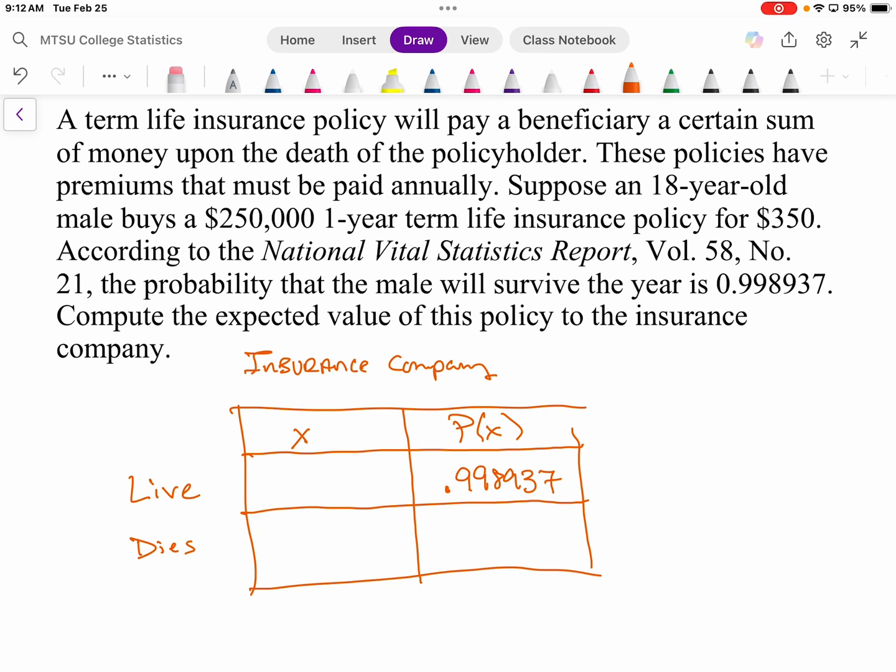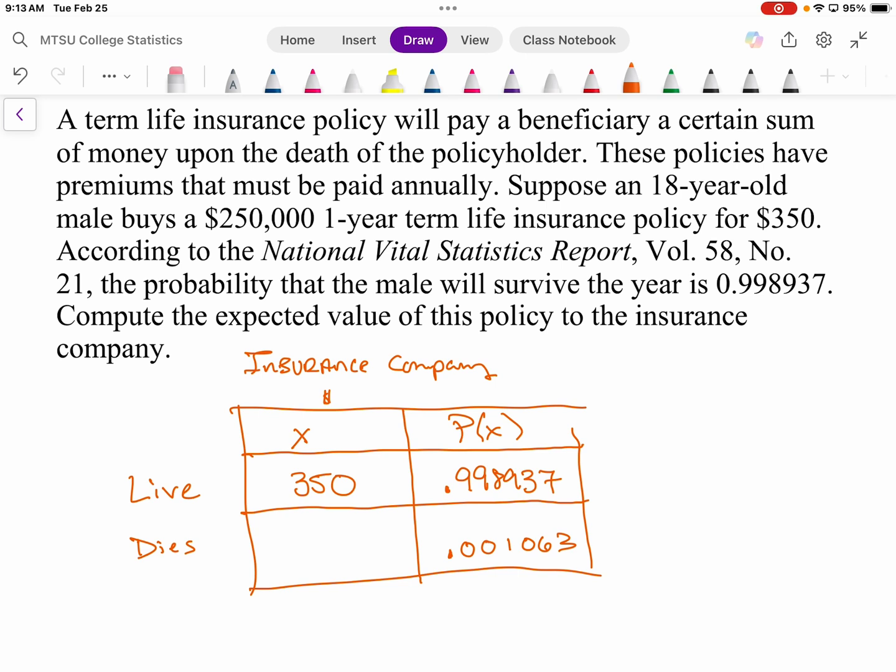Now, let's quickly find the other one. It has to add up to 100%. So what is 1 minus that decimal? Isn't it 0.001063, if I did my subtraction right? Now we have to fill in the first part, which is basically the money. It is $350. The company is going to make $350 if this male lives that year. And each year they renew the policy and the person lives that year, they make $350 off of it.